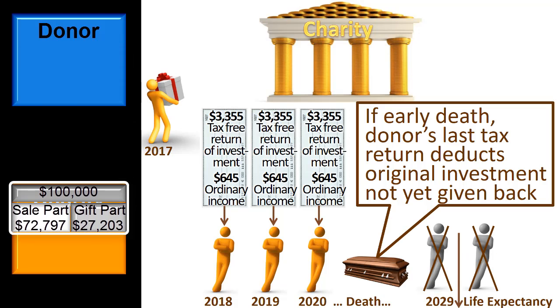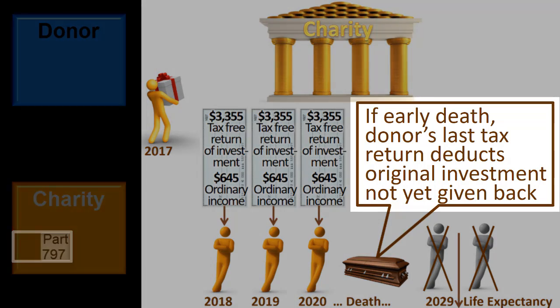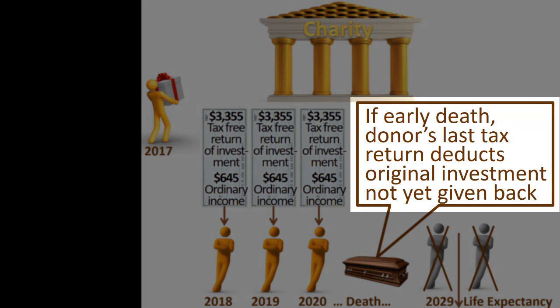If the donor dies prior to reaching his original life expectancy, in other words, his expected return multiple, then the donor fails to receive his entire original investment in the annuity portion of the transaction. In this case, the donor's last tax return can deduct the portion of the original investment not yet returned to the donor.